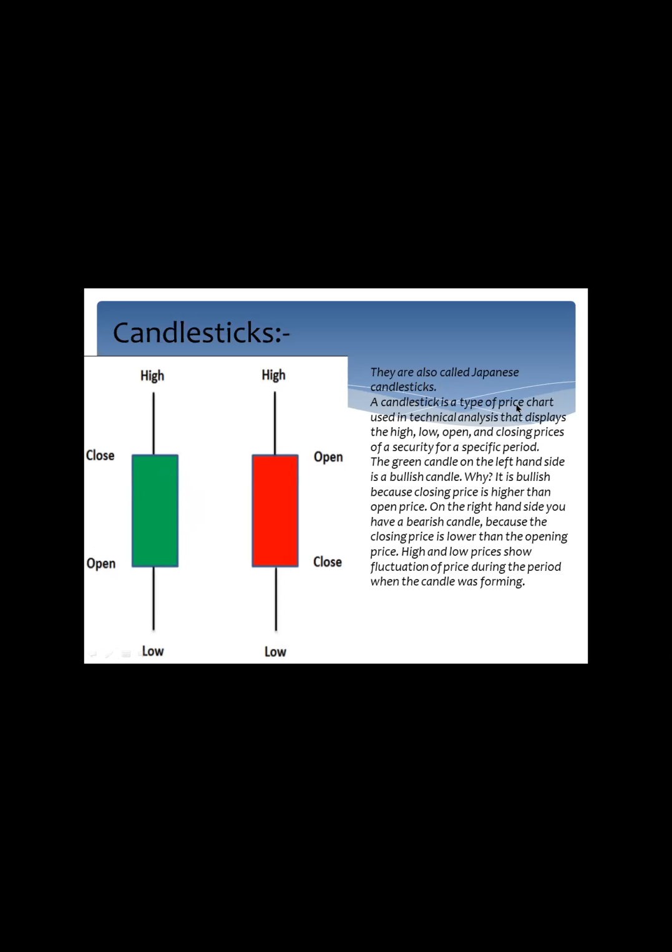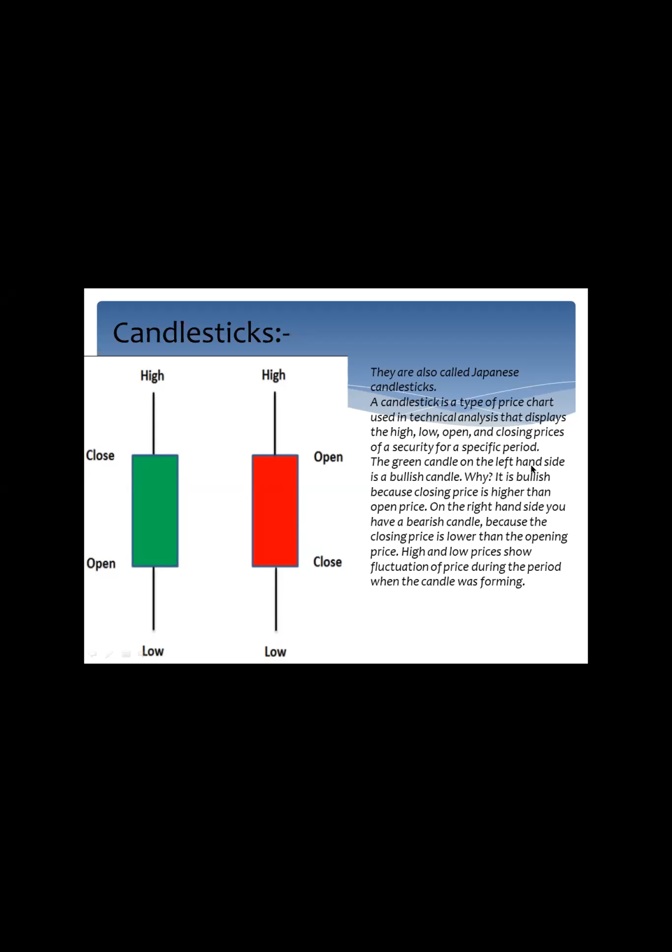A candlestick is a type of price chart used in technical analysis that displays the high, low, open, and close of a particular candle at a particular point of time. The time frame may be 1 minute to 1 month. Every candlestick will represent some time frame, and for every time frame there is a candlestick present.